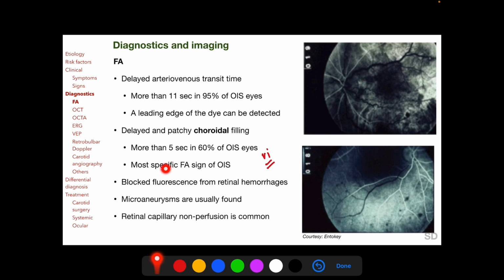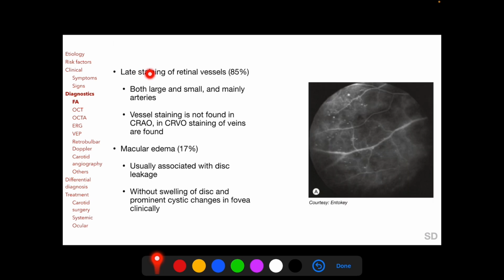This is very specific for OIS because in retinal vascular diseases, both retinal arterial occlusions and retinal venous occlusions, retinal filling is delayed as in OIS, but choroidal filling remains normal. Other signs on fluorescein angiography in eyes with OIS include blocked fluorescence from retinal hemorrhages, hyperfluorescence from microaneurysms, retinal capillary non-perfusion, and late staining of retinal vessels as seen here in this fluorescein angiogram, which also shows hyperfluorescence from microaneurysms and blocked fluorescence from retinal hemorrhages.